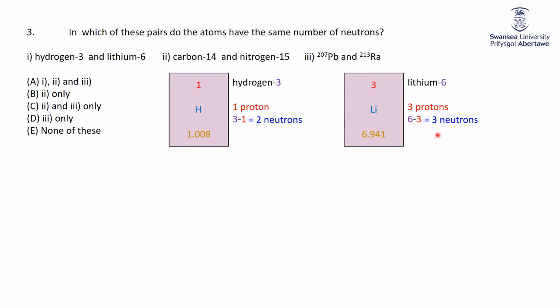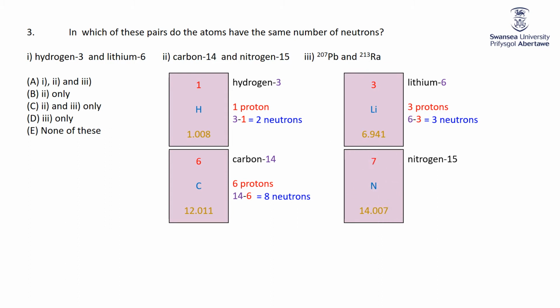So hopefully I went through that slowly enough. Everybody is with me because I'm going to speed up a little bit with the next ones. Carbon 14, carbon has 6 protons, so therefore carbon 14 has 8 neutrons.